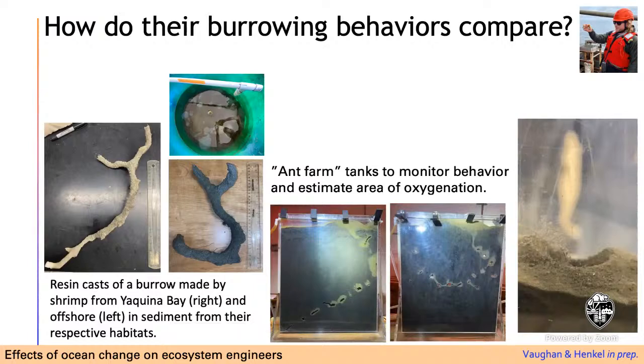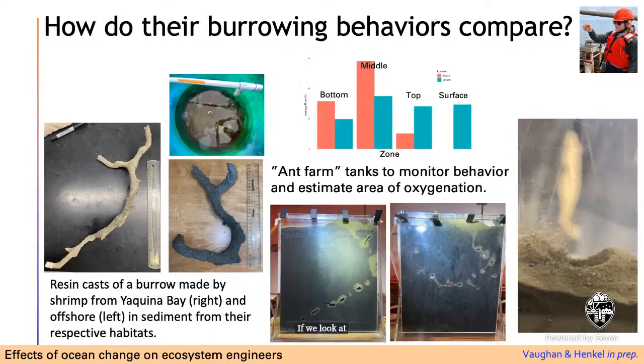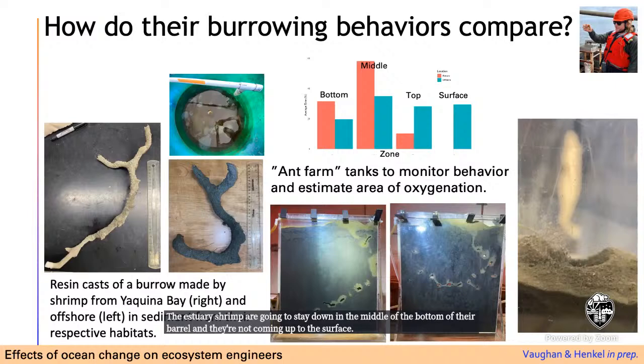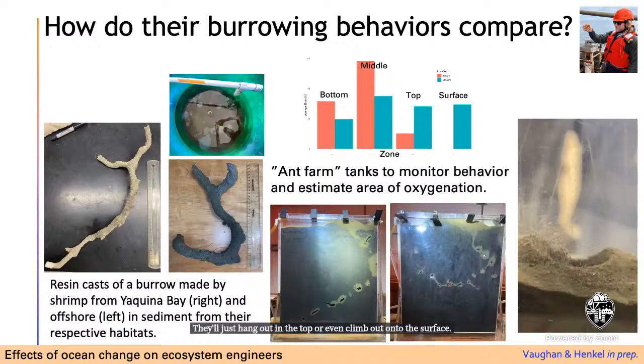Also, what's interesting is if we look at where within the burrow the shrimp are hanging out, the ones that are offshore shrimp, the estuary are the red ones. Most of the time, the estuary shrimp, even in this completely artificial environment where there is no tide, in an ant farm, are going to stay down in the middle of the bottom of their burrow, and they're not coming up to the surface. Whereas our offshore shrimp, who are used to being in 70 meters of water and no low tide, no birds to snatch them, will just hang out at the top or even in different burrow structures, so there are differences in burrow use between these two animals.